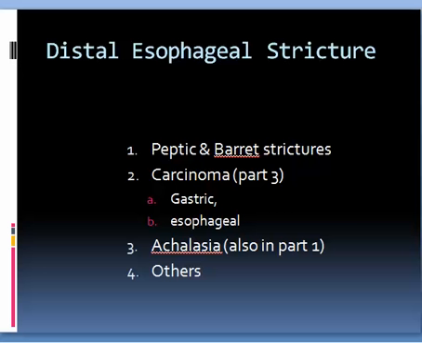We have distal esophageal strictures. For example, peptic ulcer, peptic strictures, Barrett strictures, carcinoma will be checked in part 3, and the carcinoma could be gastric, could be esophageal. Achalasia we checked it already in part 1. All of these can give distal esophageal strictures. So they include peptic ulceration, peptic stricture, Barrett stricture, carcinoma, achalasia. These are the most famous for the distal strictures.